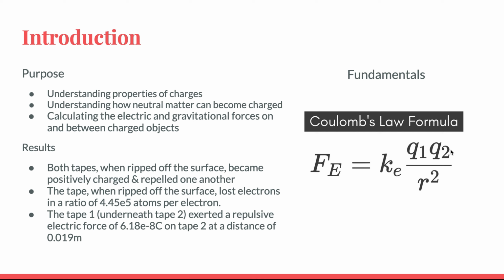Since both of the tapes were positively charged, the same thing happened to them, so these are going to be the same. A brief view of the results: both tapes, when ripped off the surface, became positively charged in the sense that they lost electrons, as it states here, and this is the ratio of atoms to electrons. So this was a pretty positively charged object because it's this many atoms per one electron. And tape 1 underneath tape 2 in part 2 of this experiment exerted a repulsive electric force onto tape 2 at a distance of 0.019 meters, and this distance was on the y-axis. Tape 1 was moving upwards.